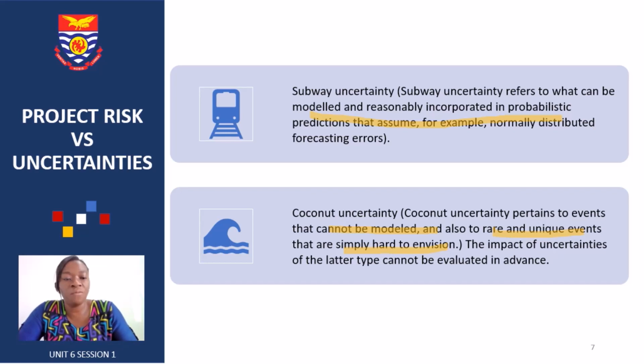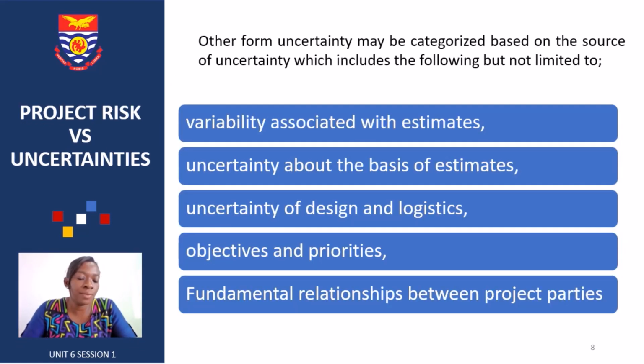We all didn't envision it. It was rare, it was unique, and it just happened like that. And so for this one, they cannot be evaluated in advance. You can only do it afterwards. So that's another different type of risk as well. Other forms of uncertainty can also be grouped based on the source, where they are coming from. So if it is regarding estimates, there's a variability associated with estimates. Sometimes with your estimations, you may go and realize that the estimate is something else from what is really happening on the ground.